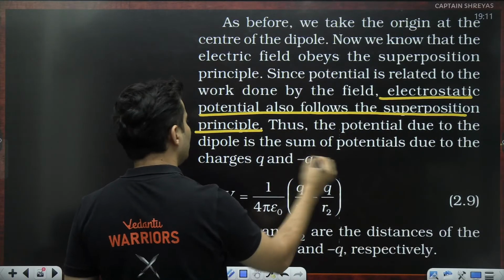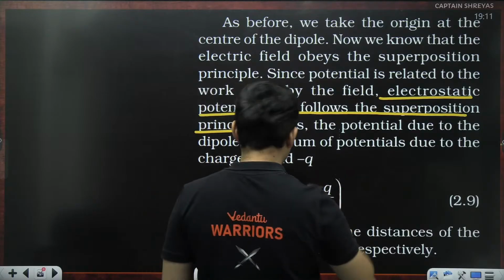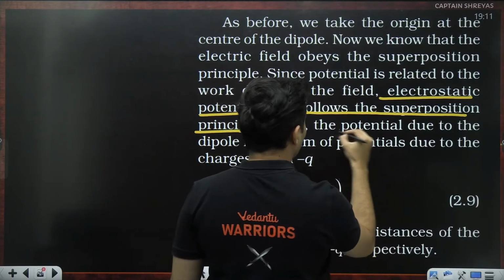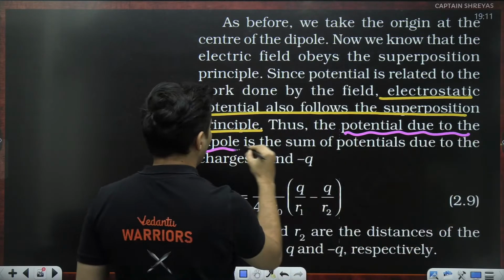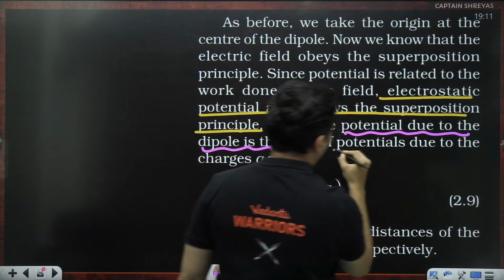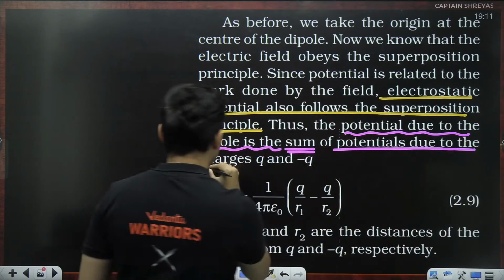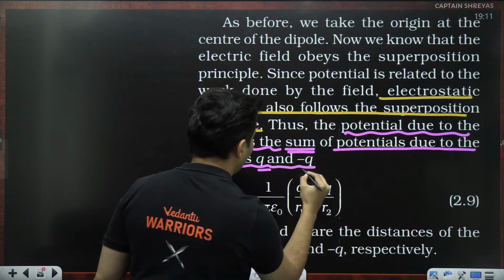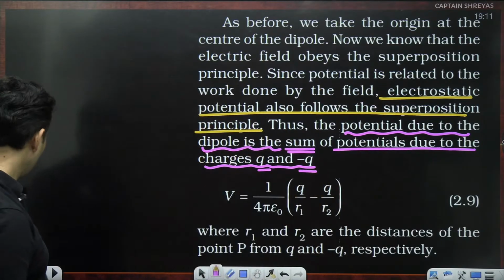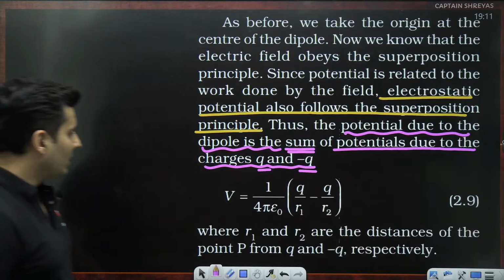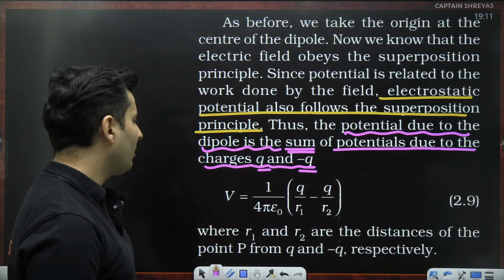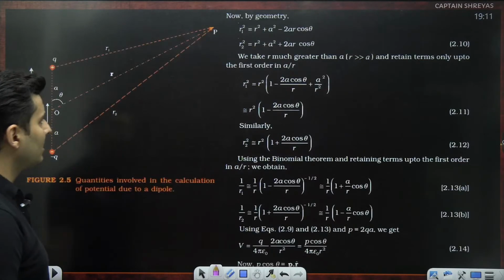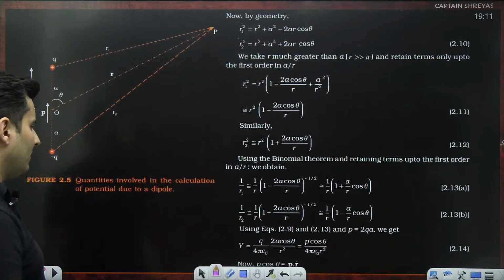Electric potential, electrostatic potential, also follows the superposition principle. Thus the potential due to the dipole is the sum of the potentials due to the charges q as well as minus q. Makes sense. And that is why you get the total potential as this plus this, where R1 and R2 are the distances from the charges. And then they do this beautiful derivation and get a formula.